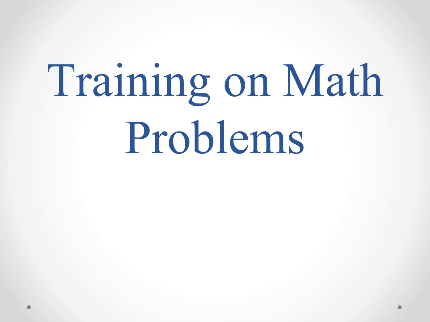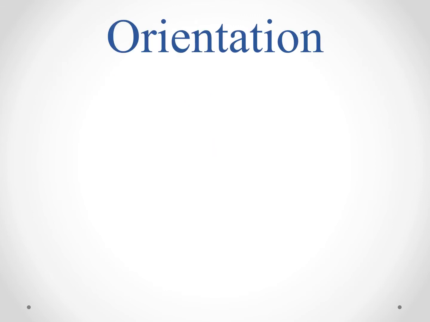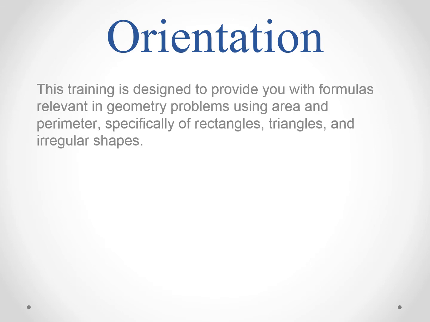Let's begin by reviewing what this portion of the study is about. First, you'll go over an orientation. So this training is designed to provide you with formulas relevant in geometry problems using area and perimeter, specifically those of rectangles, triangles, and irregular shapes.